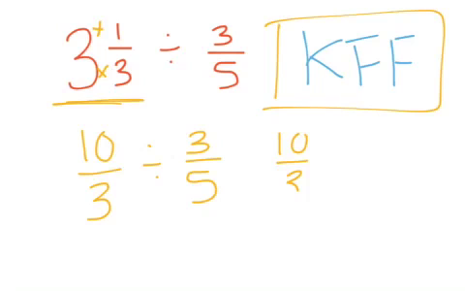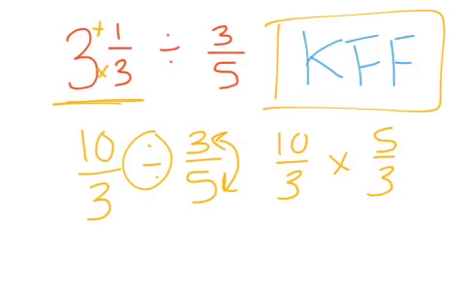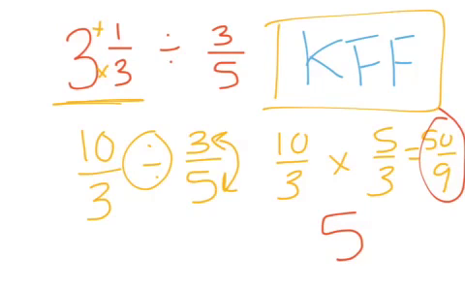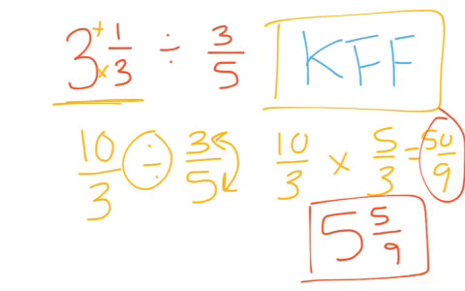Keep the first fraction, flip the sign to multiply, and flip my fraction around to get 5/3. Now when I multiply across, I get 50/9. Changing my answer back to a mixed number, 50 goes into 9, 5 times with 5 left over. Here's our final answer. If you're struggling with going from mixed to improper or improper to mixed, there's a video for that, so make sure you check that out for some review.